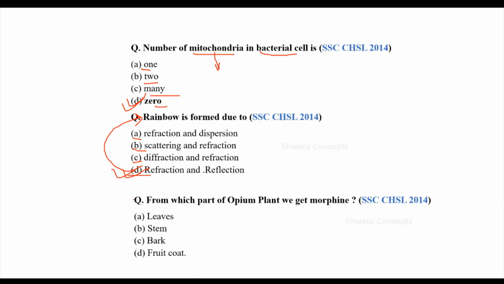Next question, from which part of the opium plant do we get morphine? So options are A, leaves, B, stem, C, bark, and option D, fruit coat. Now answer D is the correct answer. From the fruit coat the morphine is obtained from the opium plant.